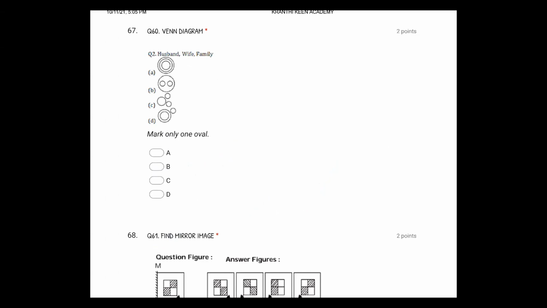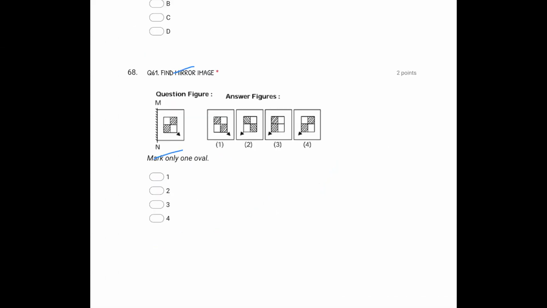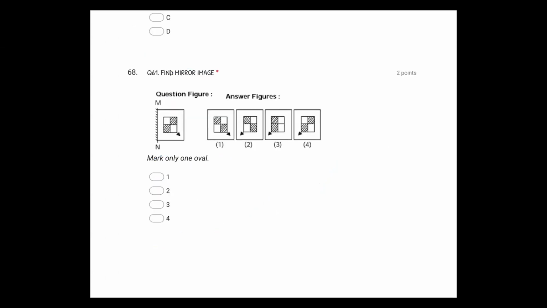In the family, husband and wife are the members. Means the option is B. And next here, find the mirror image. For the mirror image, the left goes to right, right goes to left. As per this, here we will get the answer. Here 2. The answer is 2.